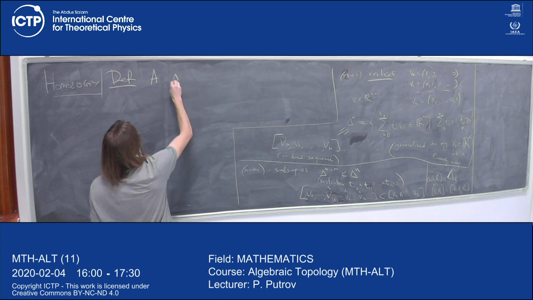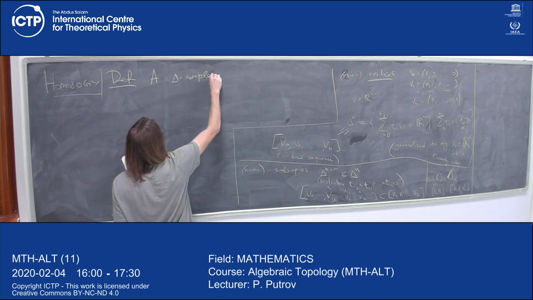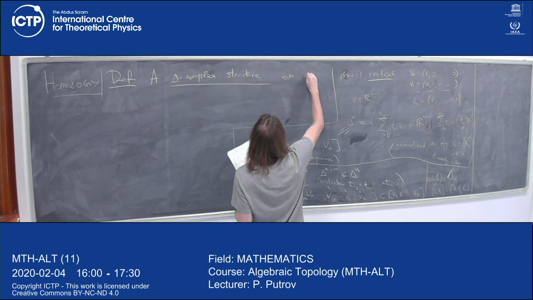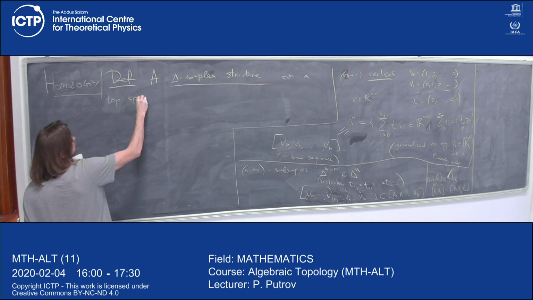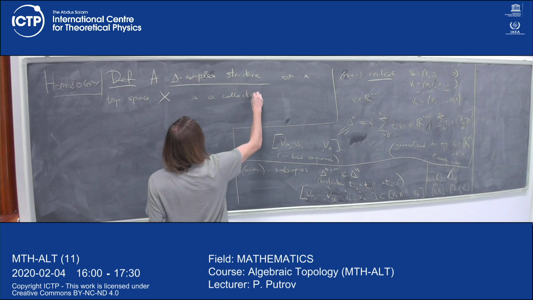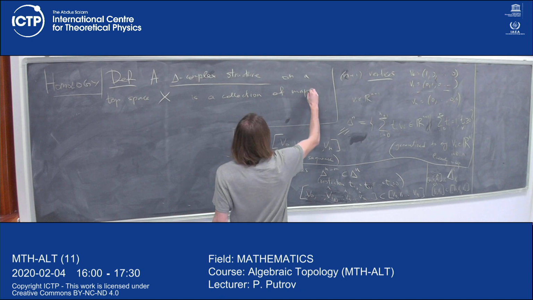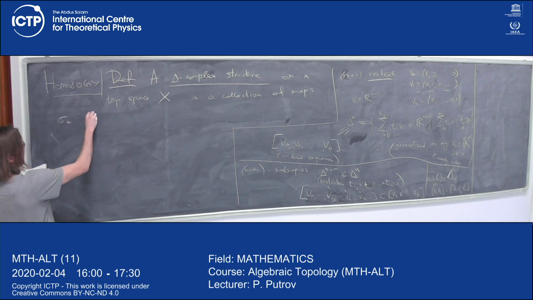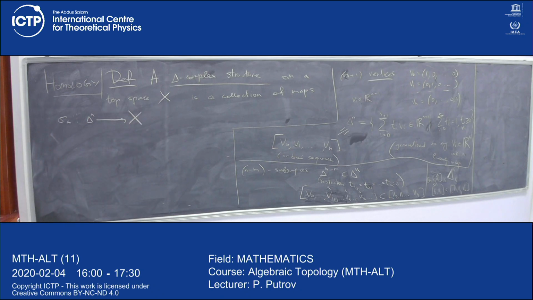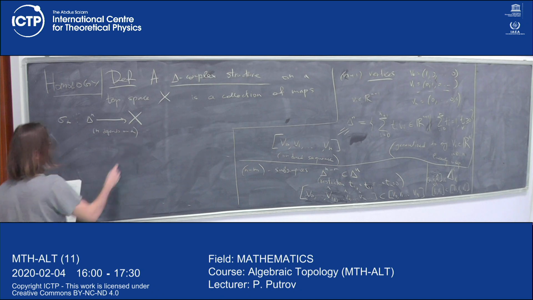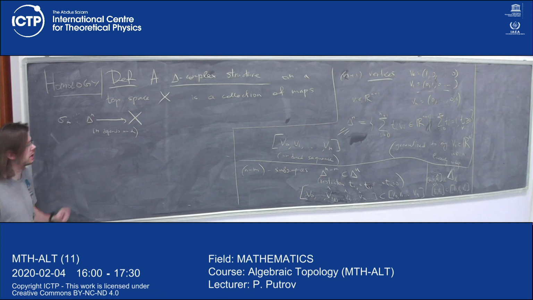Another definition is the following. A delta complex structure on a topological space X is a collection of maps sigma alpha, so each map is a map from an n-simplex to X for some n, where n depends on alpha, on this index. For different indices, there are generically different dimensions of the simplex.